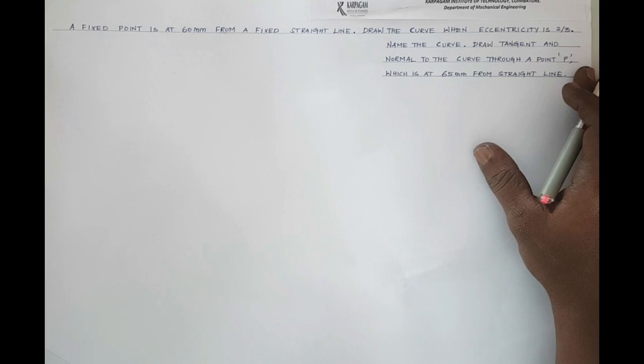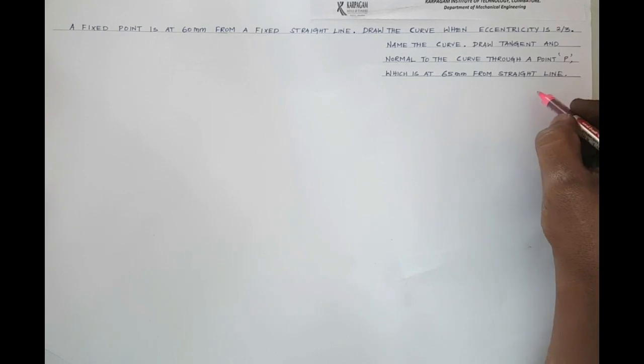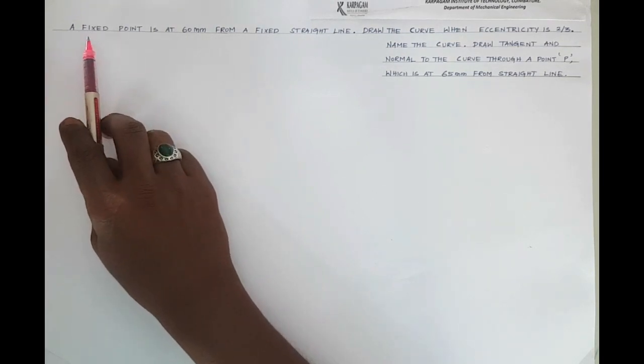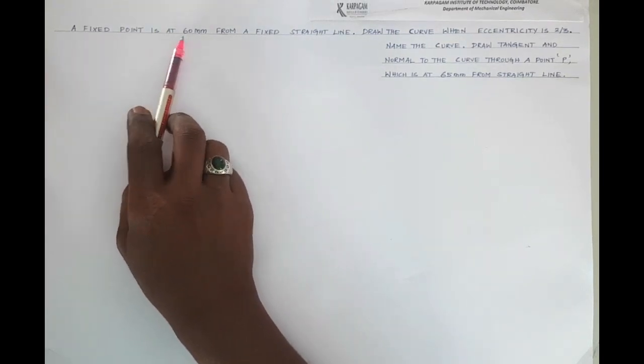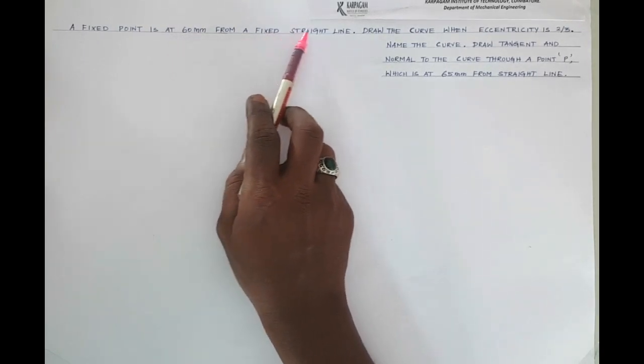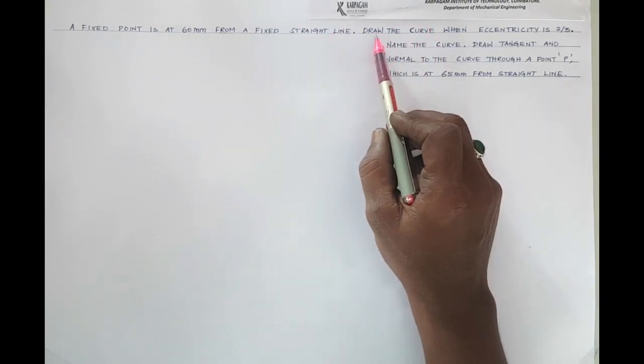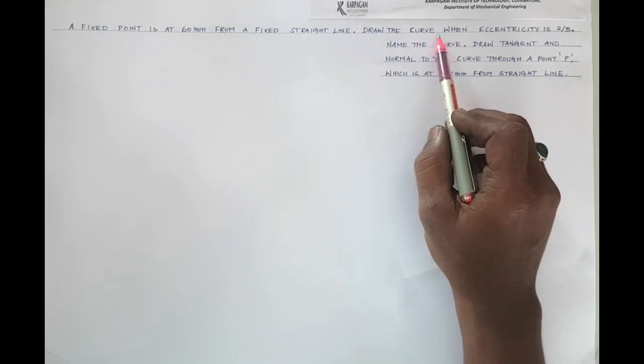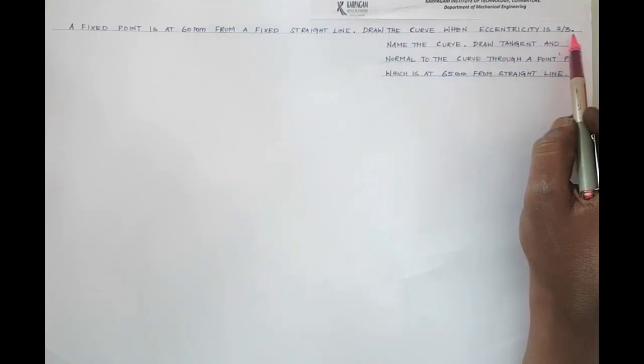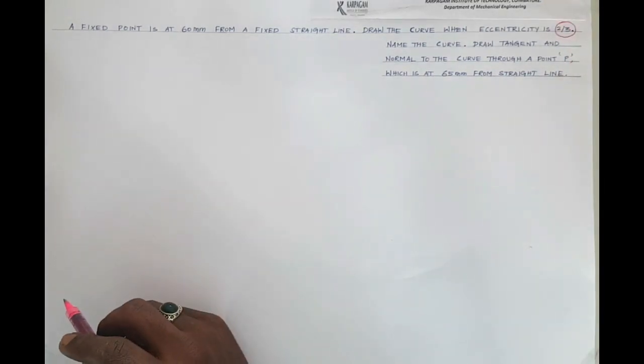Ellipse is a plane curve, and we know that based on the eccentricity, we name the curve, different types of plane curves. The given statement is a fixed point is at 60 mm from the fixed straight line, and draw the curve when eccentricity is 2 by 3. It's very important. Eccentricity is 2 by 3.